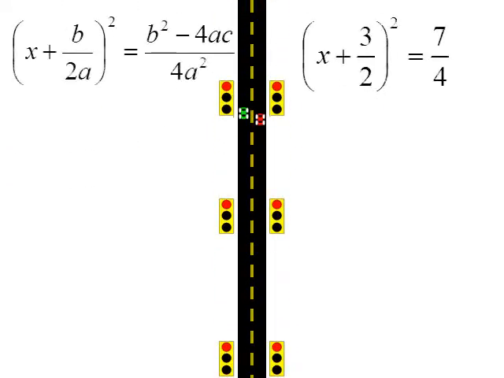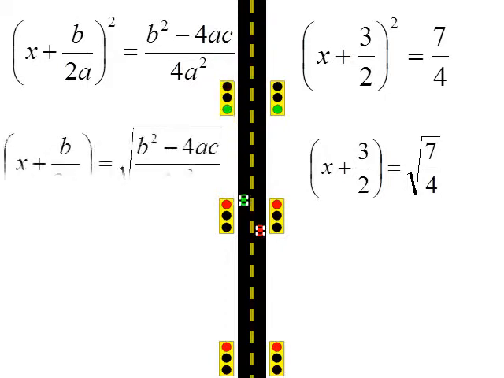The next step is to take the square root of each side. When I do that with the numbers, I get x plus 3 over 2 equals root 7 over 4. And when I do it with the letters, I get x plus b over 2a equals the square root of b squared minus 4ac over 4a squared.